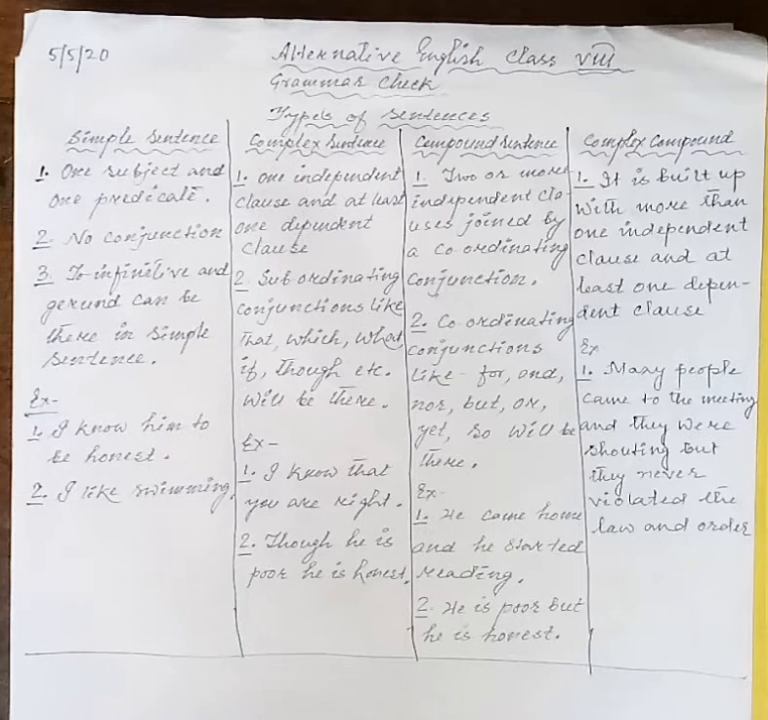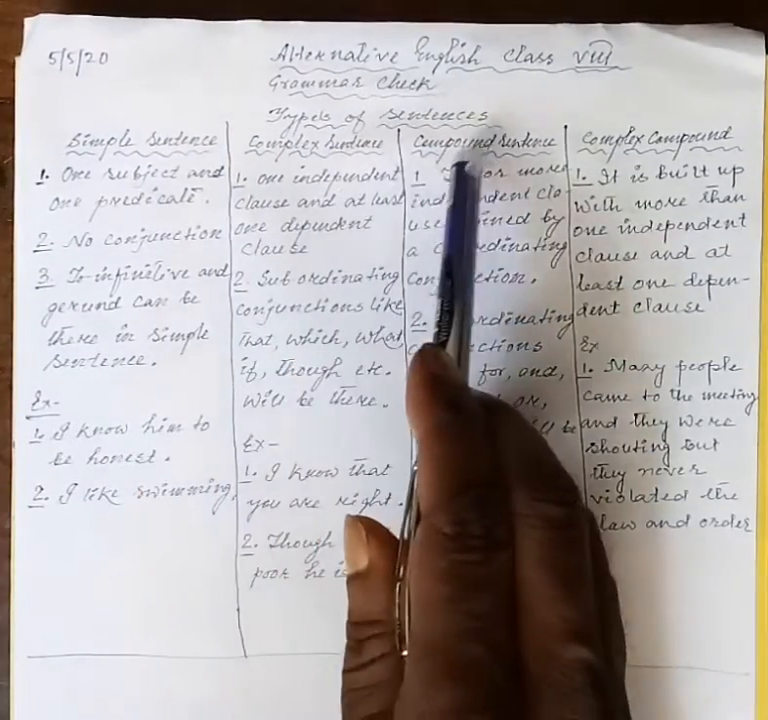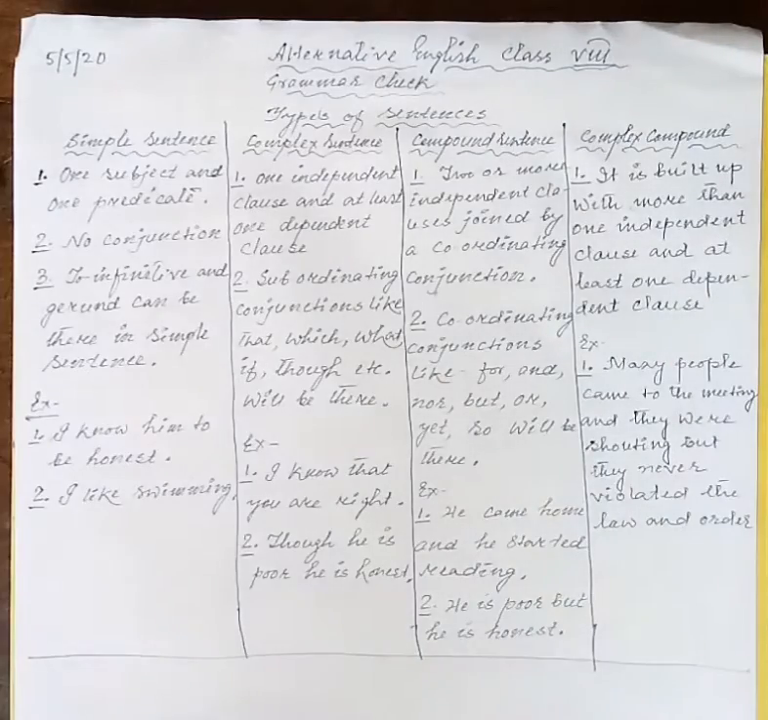So this is the grammar check section of the first lesson, and this is about types of sentences. The different types of sentences we are getting here are simple sentence, complex sentence, compound sentence, and complex compound sentence.